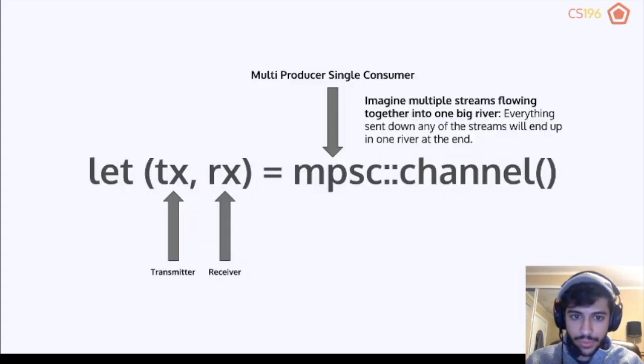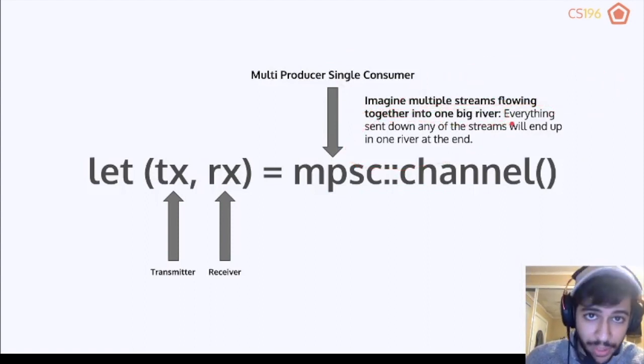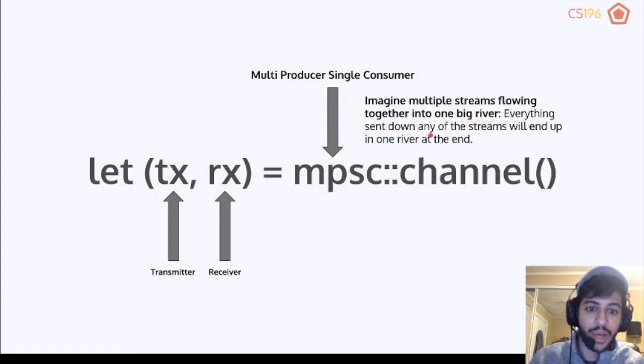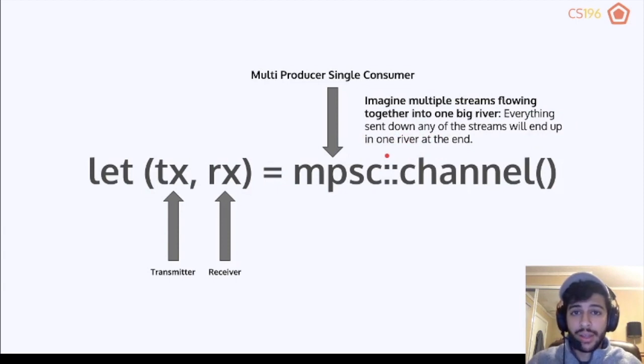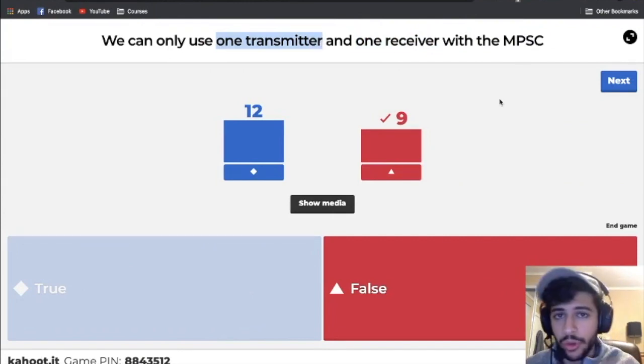So yeah, right here. So this is what we mentioned here. Imagine multiple streams flowing together into one big river. Everything sent down any of the streams will end up in one river at the end. So we say that the multiple streams are multiple transmitters. So that's why we can have more than one transmitter. More than one thing sending data.